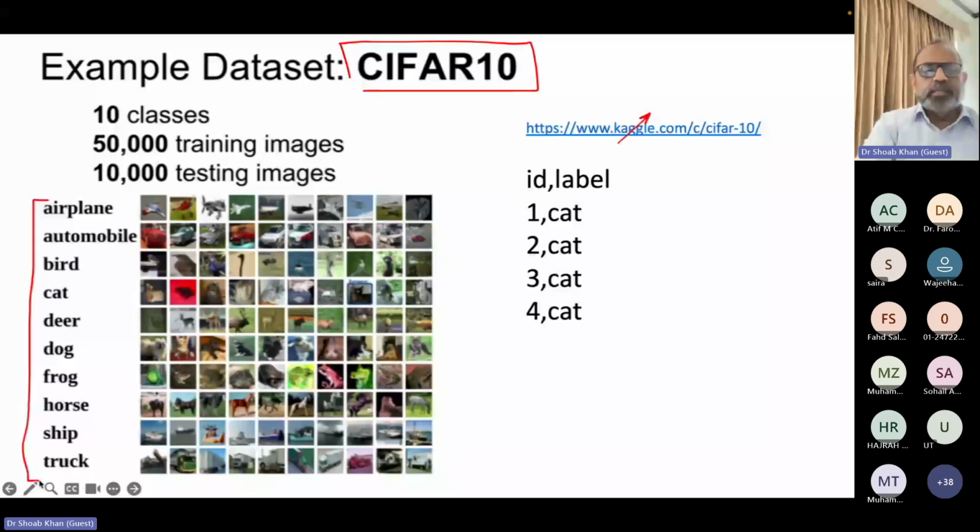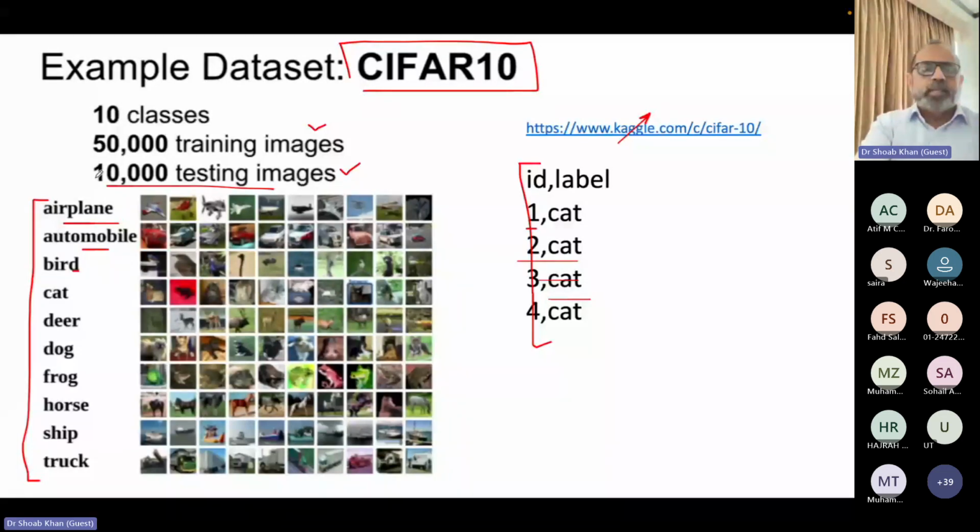There are 10 classes: aeroplane, automobile, bird, cat, deer, dog, frog, horse, ship and truck. So very, very different types. Every image is labeled with an ID, that image one is a cat, two is a cat, three is a cat, four is a cat. There are 50,000 images which are set aside for training. Then if you claim that you have a good classifier, you use the testing images, which are 10,000. You say, okay, here is my classifier, let me see how well I can perform.